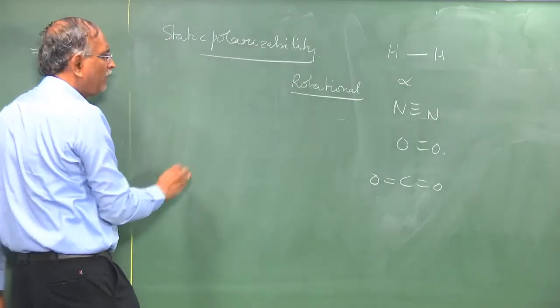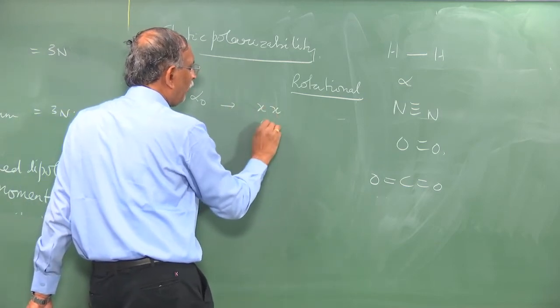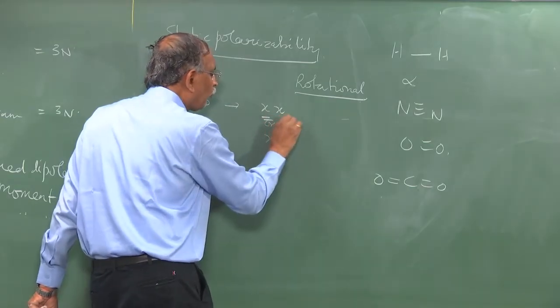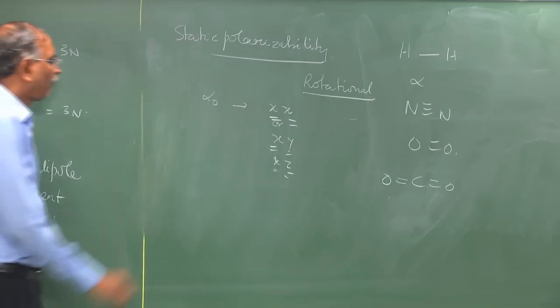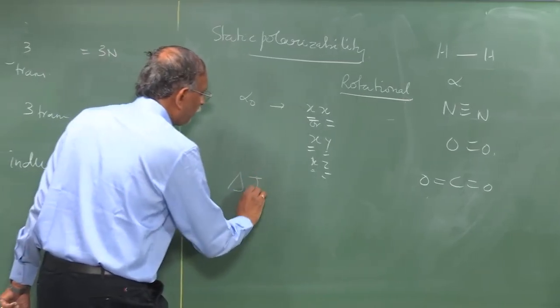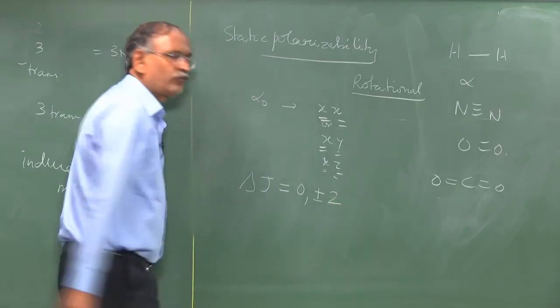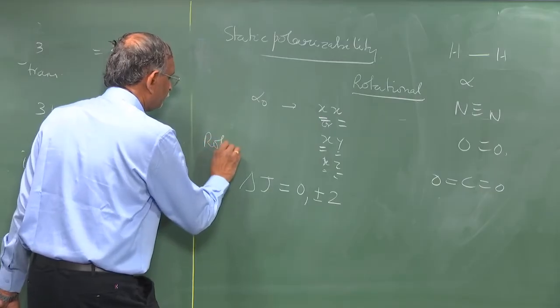Being a second rank tensor, even the static polarizability is like XX or XY or XZ, two quantities, two directional displacements, and therefore the selection rule for Raman spectroscopy is either 0 or plus minus 2 for rotational Raman lines.